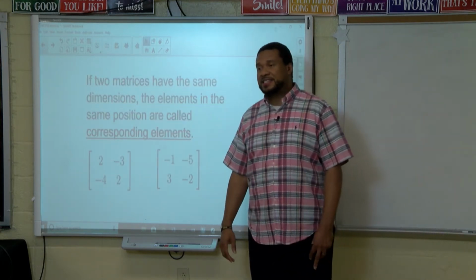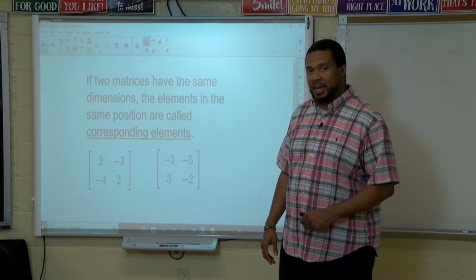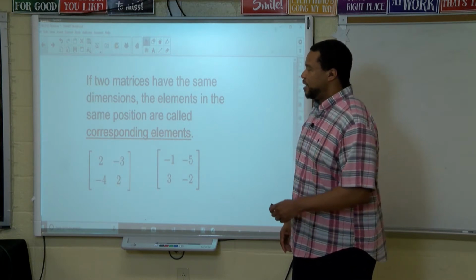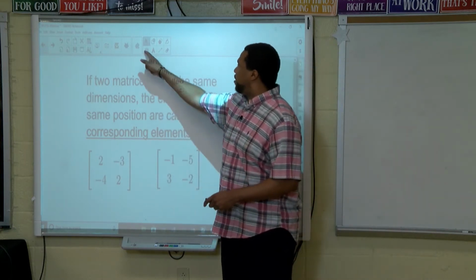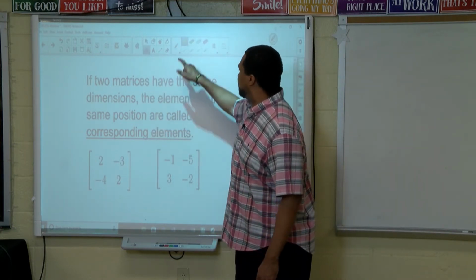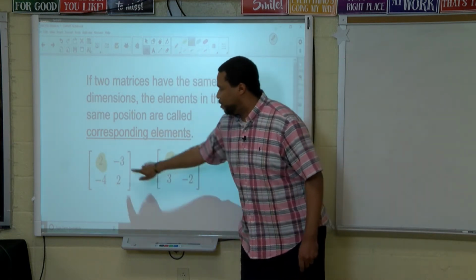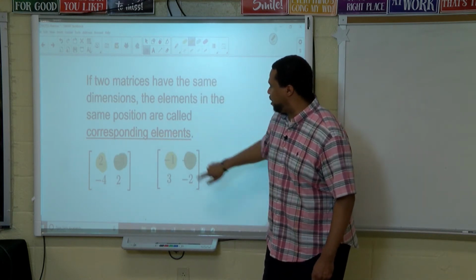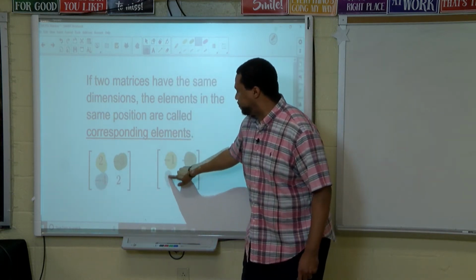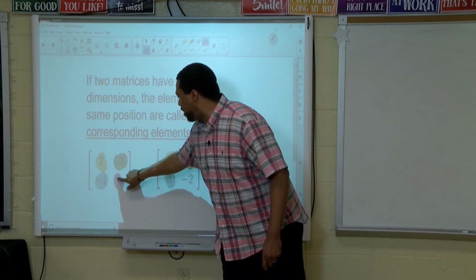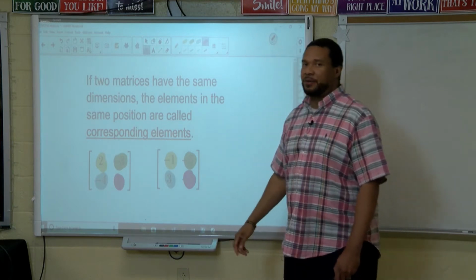If 2 matrices have the same dimensions, meaning the same number of rows and columns, then the elements in the same positions are called corresponding elements. Notice here, we have corresponding elements. Row 1, column 1, in that spot. Row 1, column 2, these are corresponding elements. Row 2, column 1, and row 2, column 2. The corresponding elements are highlighted with the same color.